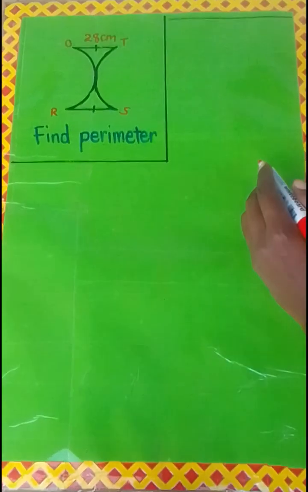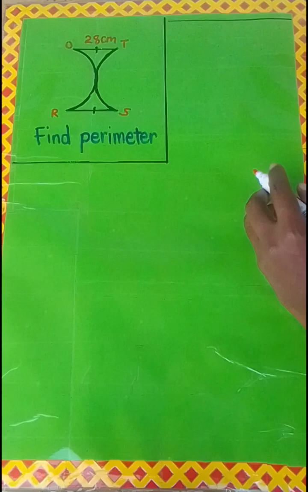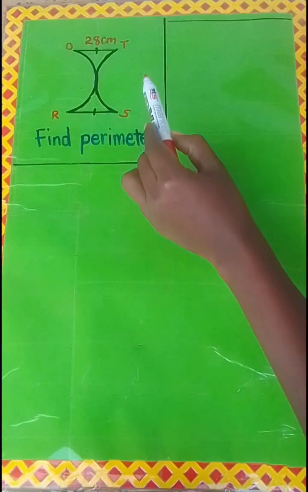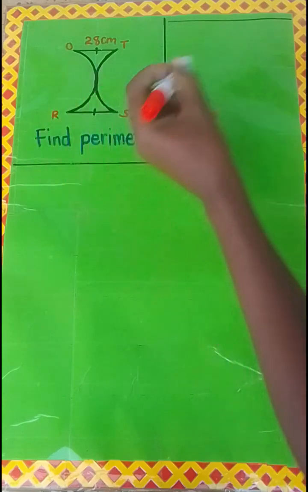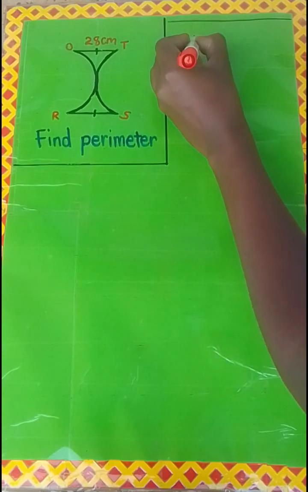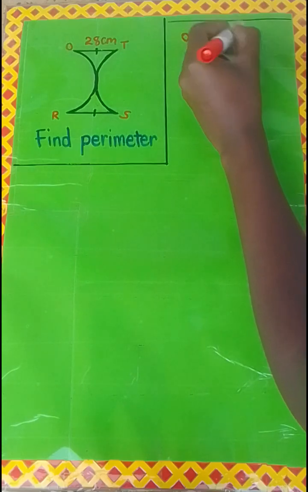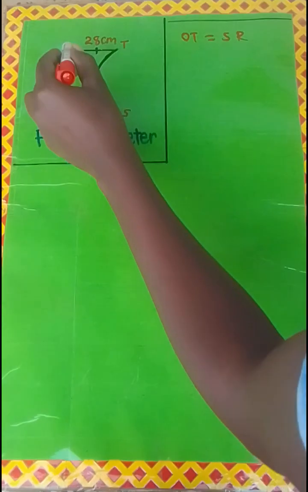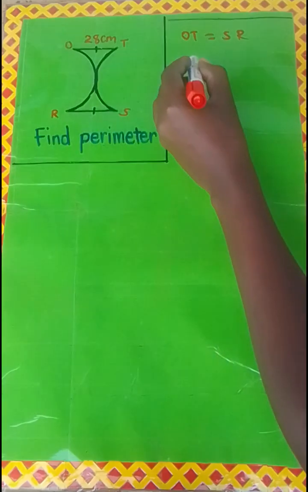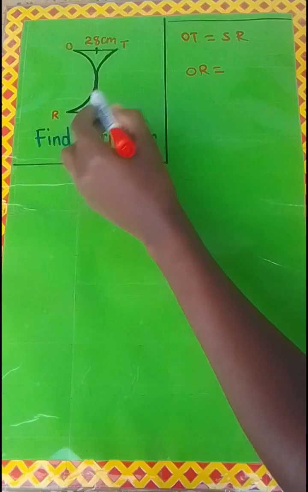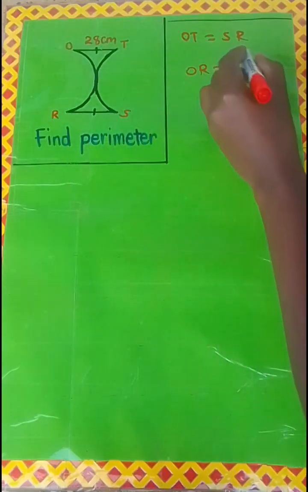Find the perimeter. Let's start by studying. Here we have line OT is the same as ST. So OT is the same as SR. Then when we look at OR, it is also the same as TS.